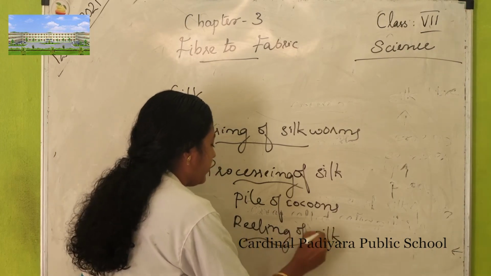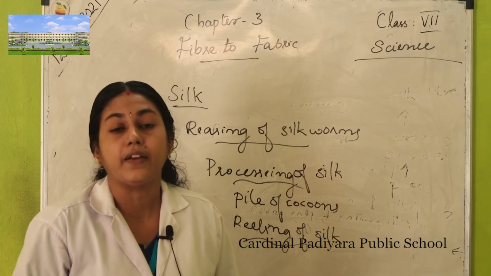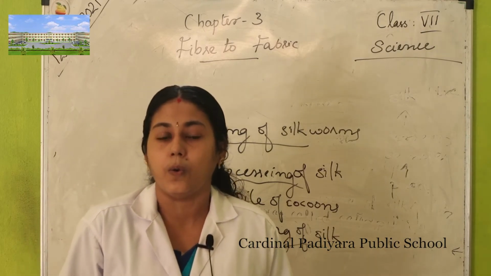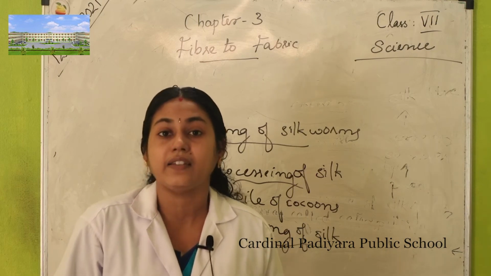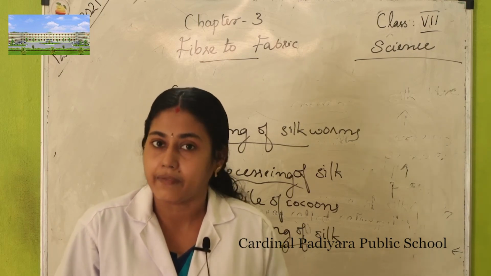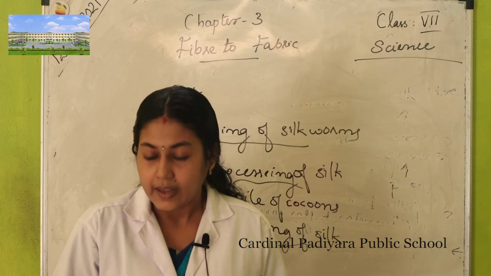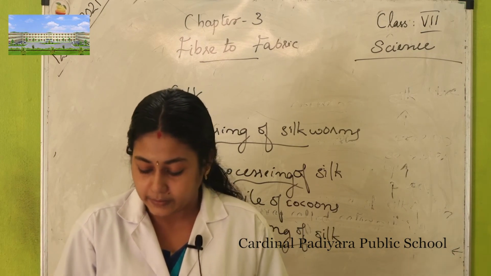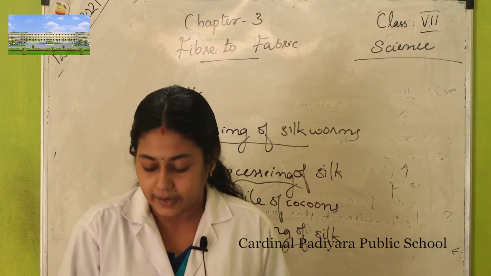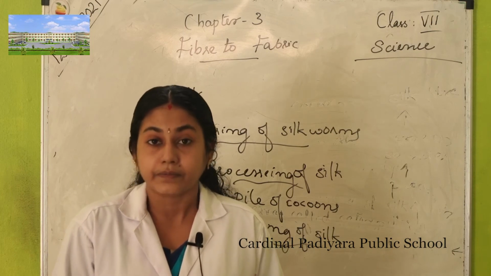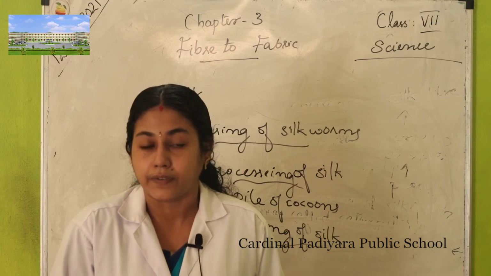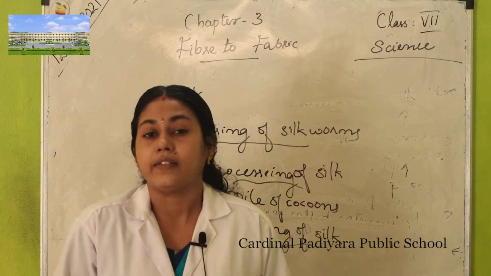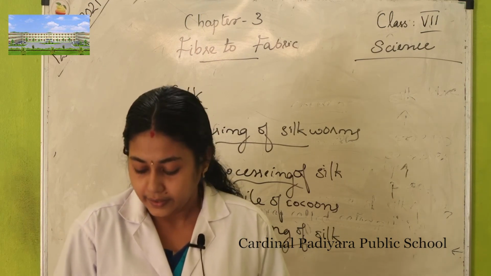What is reeling of silk? Unwinding of silk fiber from the cocoon, the process of taking out threads from the cocoon by unwinding, is known as reeling. Reeling is done by special machines which unwind the threads, and thus silk fibers are obtained for the production of silk to make silk clothes, silk sarees, etc.